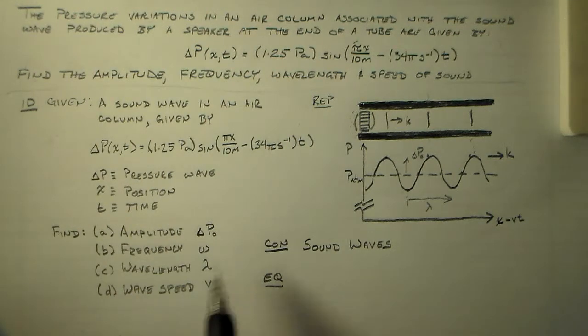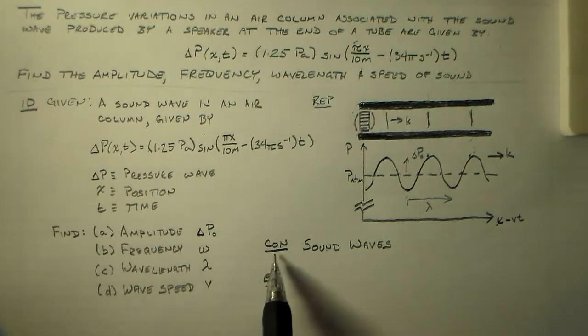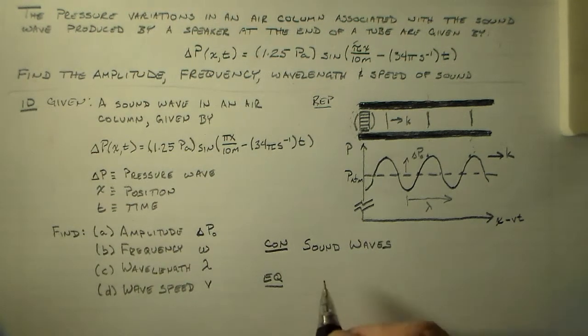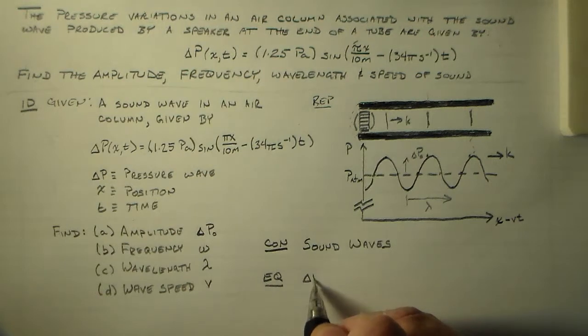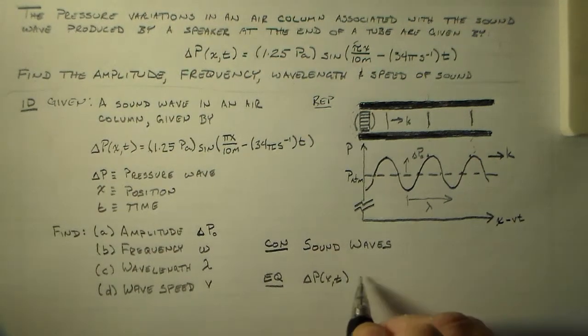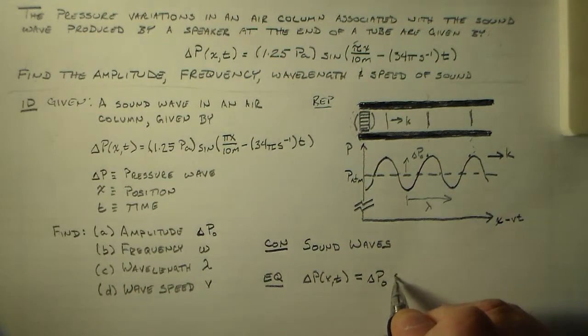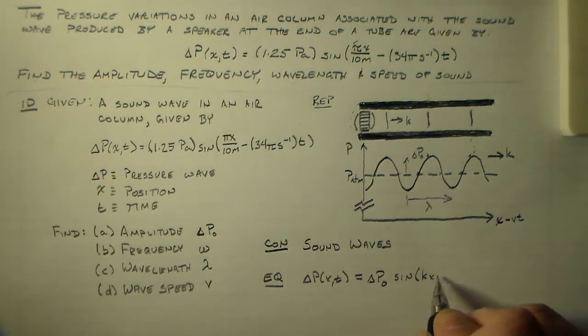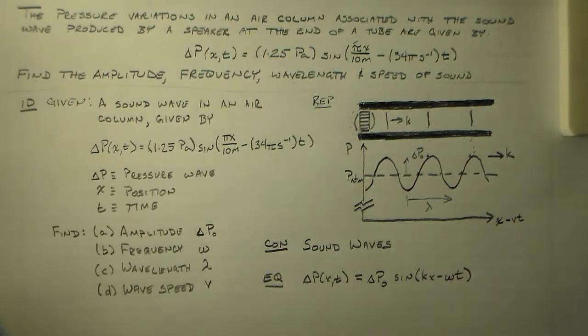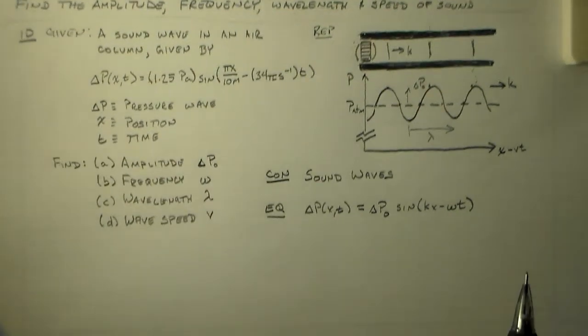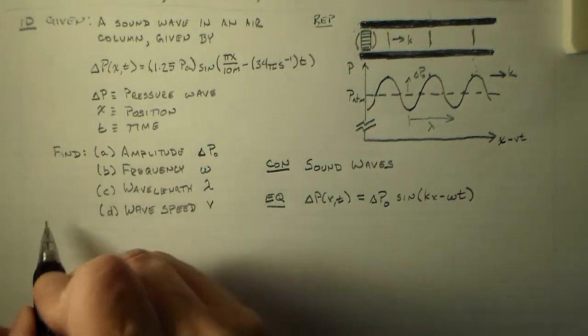Anyways, how are we going to solve this? How are we going to find all of these things, the amplitude, the frequency, the wavelength, and the wave speed? Well, with our concept of a sound wave, that goes with the equation delta P(x,t), oh, isn't that nice, is equal to delta P naught sine(kx minus omega t). With that, we can just do a lot of comparison. We can figure out what delta P naught is, in fact, immediately. So I'm going to move this up so we can do that and find the answer.